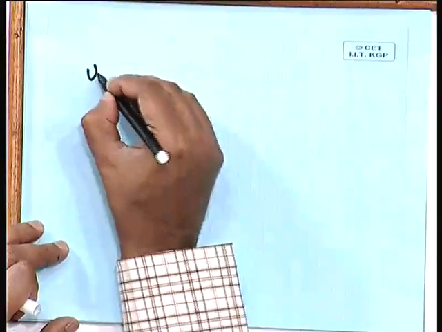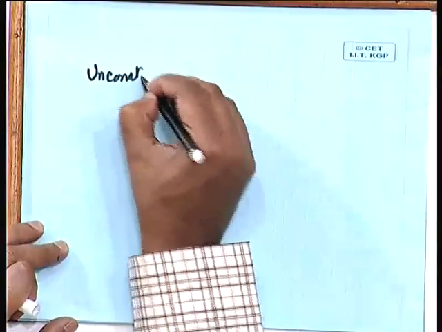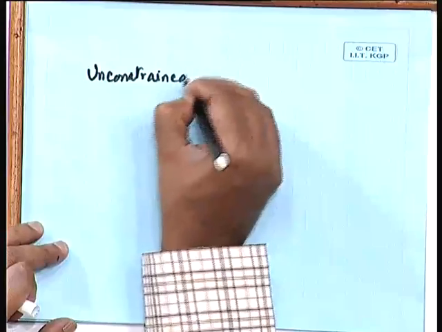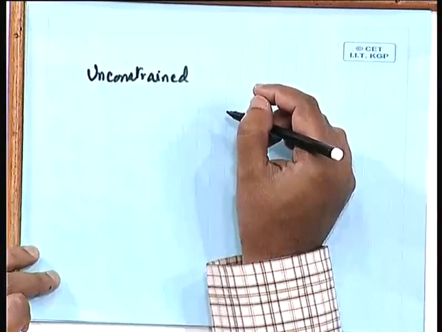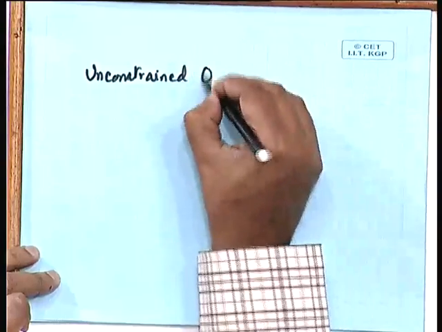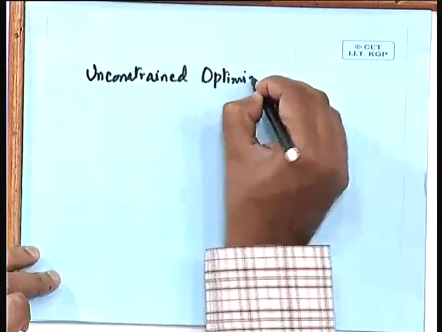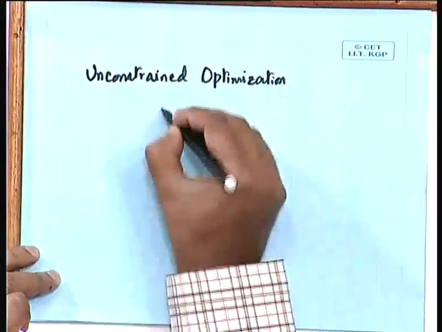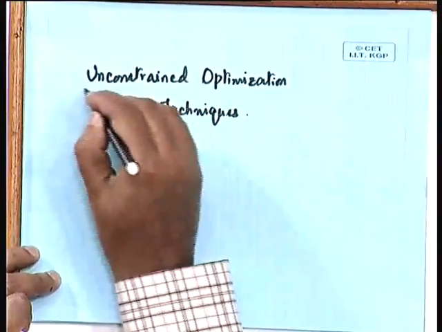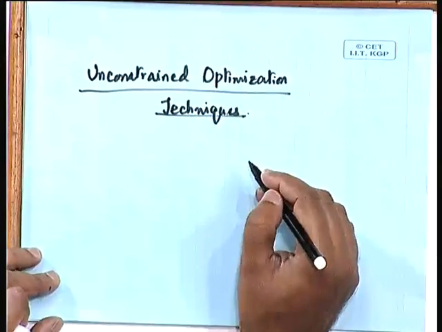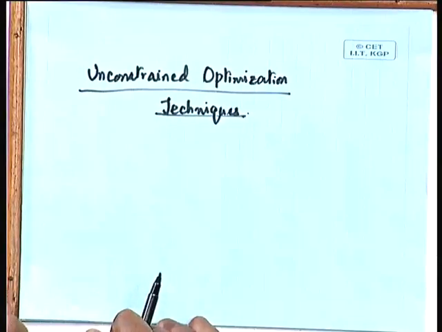So, in order to go into the convergence theory, let us consider the unconstrained optimization techniques, because ultimately we have to see at what point it leads to the minimum error. So, it is the unconstrained optimization through which we will try to explain the convergence aspects.